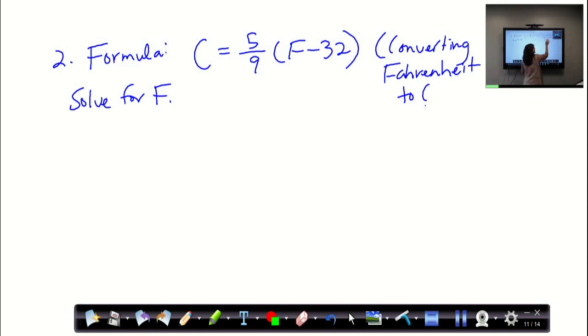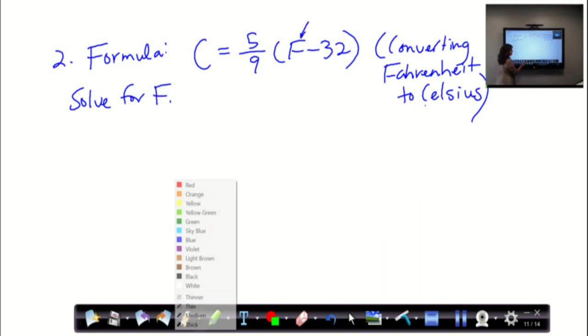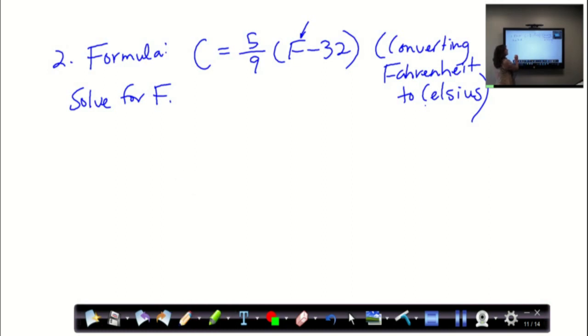Which, if you didn't know that, that's okay. It's not converting Celsius to Fahrenheit, because in this particular formula we would plug numbers in for the F, so we're converting Fahrenheit to Celsius. But the important thing here is that I want to be able to solve this for F. This is what I want to get by itself.